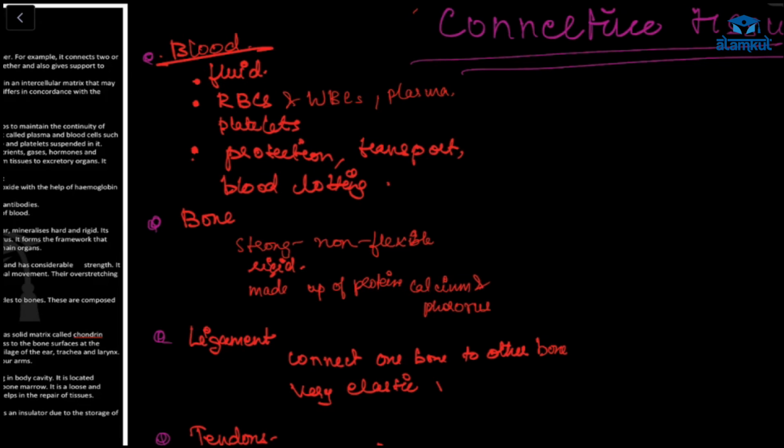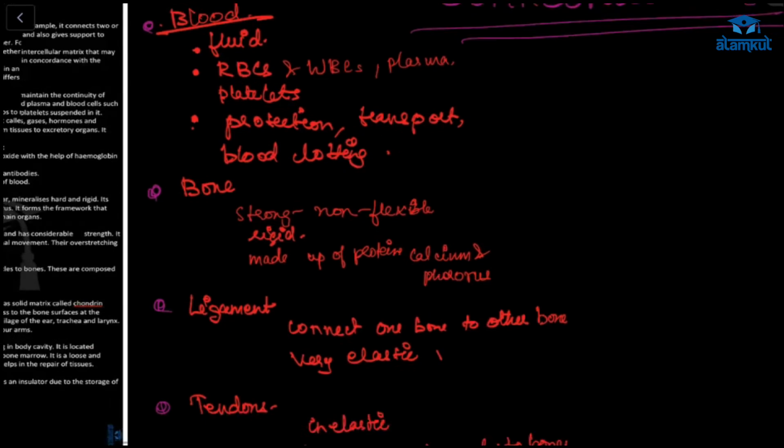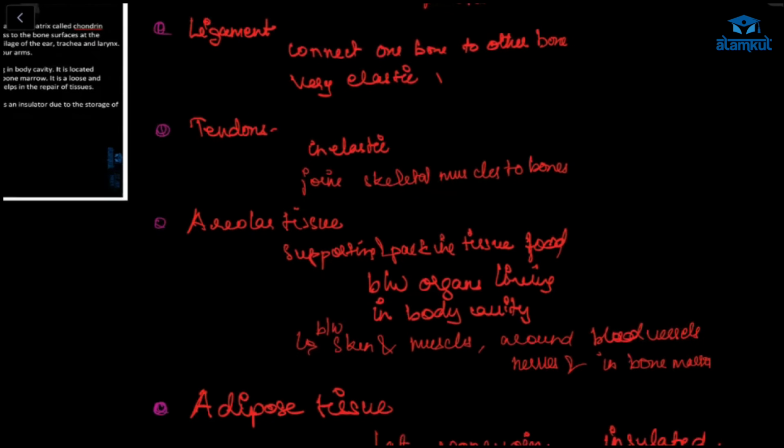Tell me the connective tissue which joins bone to bone. Is it ligament? Yes, correct. Perfect, Arham. Now, Razi, tell me the names of connective tissues. Ma'am, there are total 6 connective tissues. They are blood, bones, ligament, tendons, areolar, and adipose tissue.